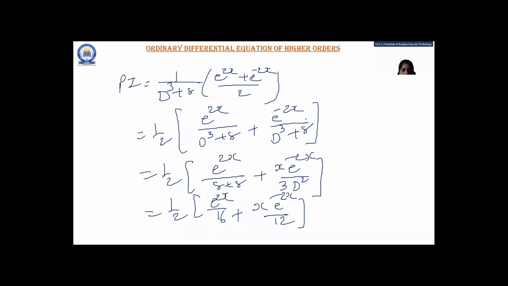So we have to just differentiate the denominator only. We do not have to differentiate the numerator. We have to differentiate in the denominator only. In the numerator, we have to only put x. Yes, in the numerator, we have to put only x.